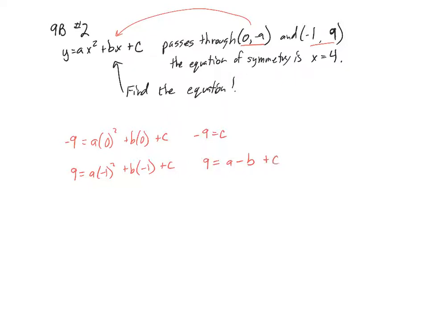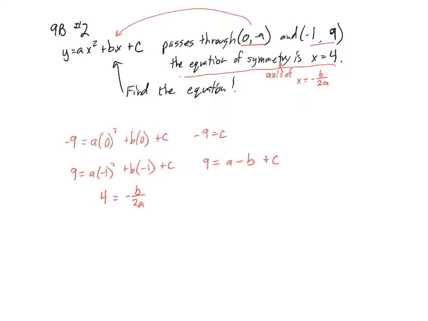Of course, we know what c is. But I still do have 3 variables, so I do need a third equation. So, lots of different ways you could do that. One is by using this information right here. The equation of symmetry is x equals 4. You may have heard it before as the axis of symmetry. The axis of symmetry is always at x equals -b over 2a. And so you could write a third equation that way. You could say, because x is 4 at the axis of symmetry, 4 equals -b over 2a.